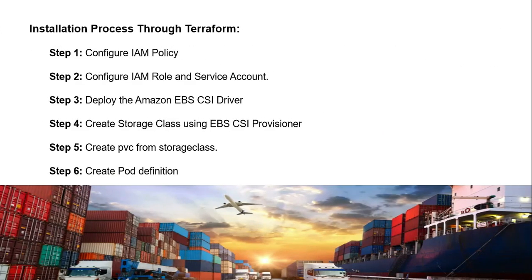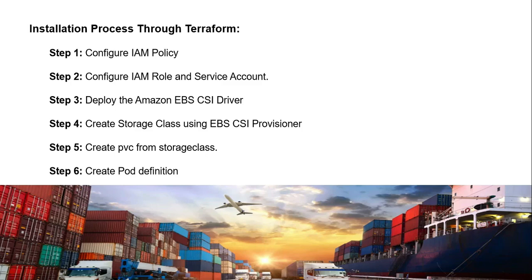Installation process through Terraform. The entire steps I've written with Terraform. For easy understanding, I've come up with it step by step. So we'll see step one. Step one is configuring the IAM policies. The pod must have the permission to perform EBS API operations, such as creating or deleting a volume, or attaching it to the EC2 worker node. So this requires the IAM policy.